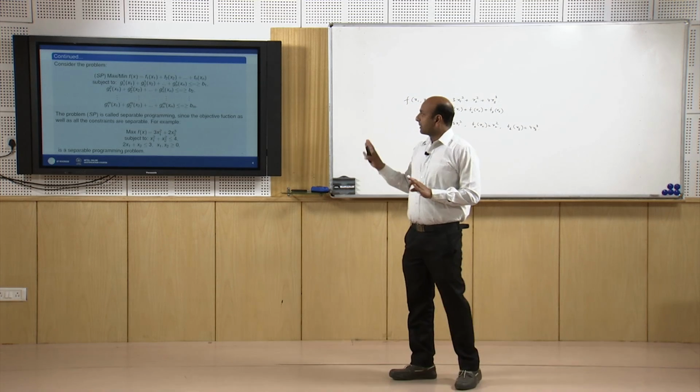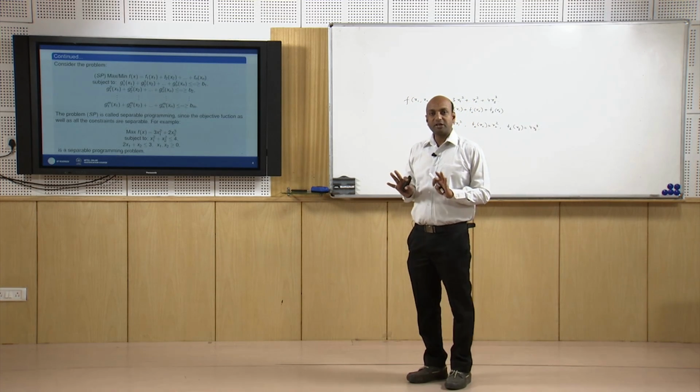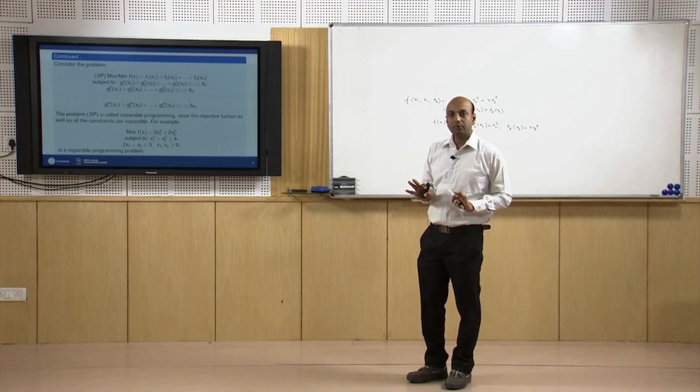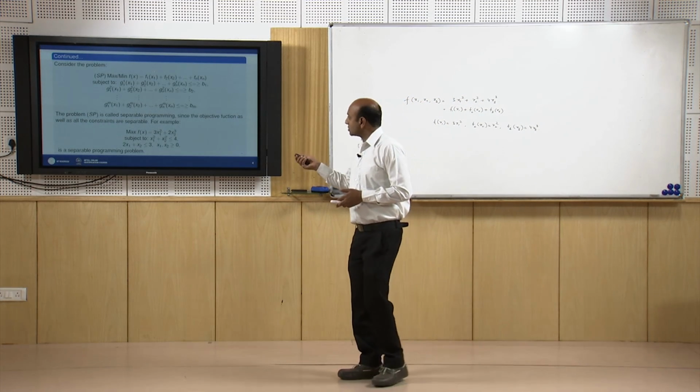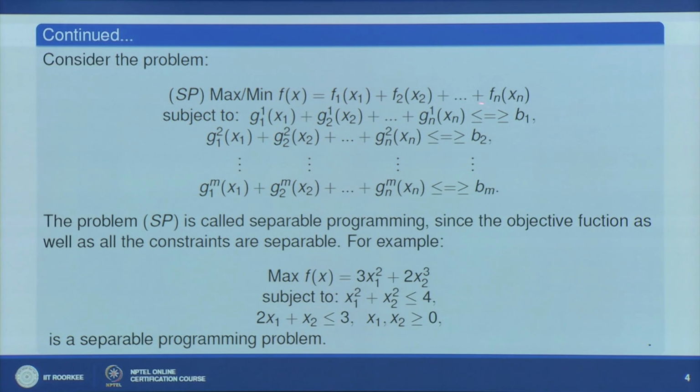Now consider this type of non-linear programming problem. It is a special case of non-linear programming problem, of course. So what we have, the objective function involved in the problem is separable, okay, and all the constraints are separable. The first constraint is also separable, second constraint, and similarly the mth constraint is separable. So such a problem where the objective function as well as all constraints are separable is called a separable programming problem.